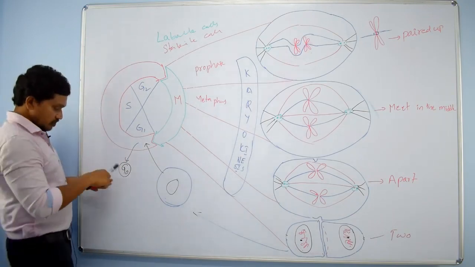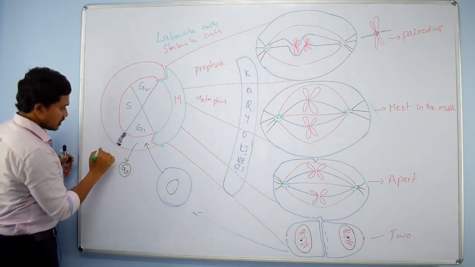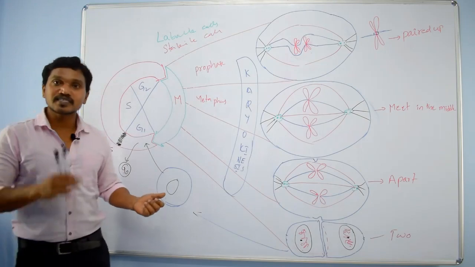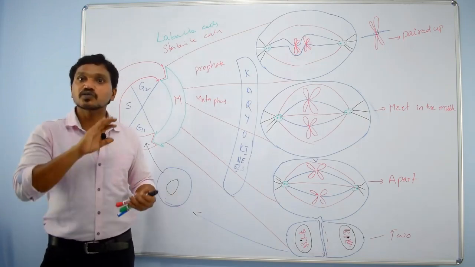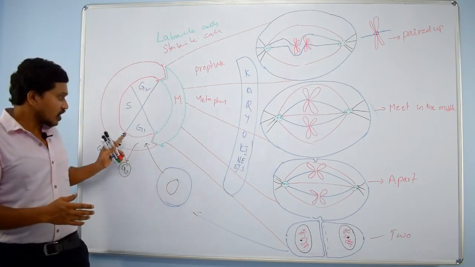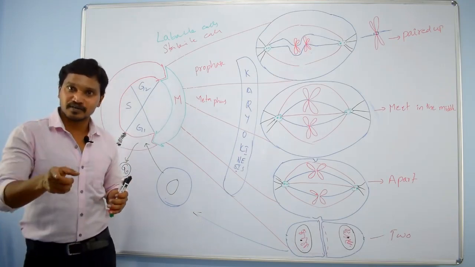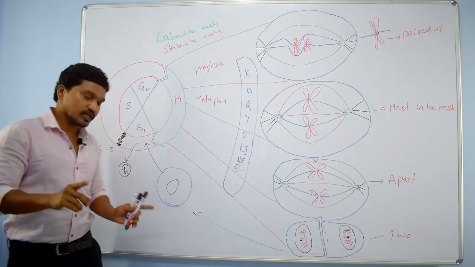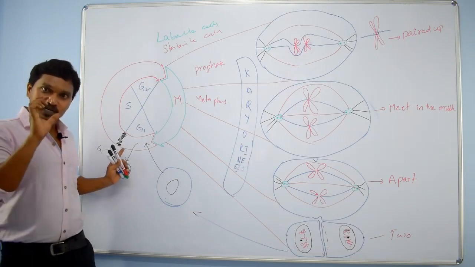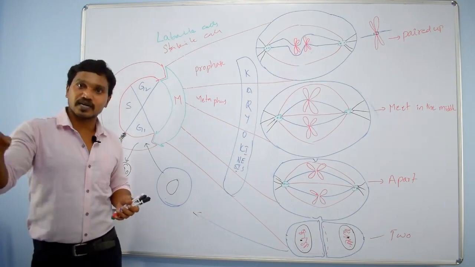What is the checkpoint called? This checkpoint we call the G1 and S checkpoint. This checkpoint checks and ensures there is no damage in the DNA. If there is any damage in the DNA, it will not allow the cell to enter into the synthesis phase. It will send it back again for repair. After repair, again it will come and reach the G1 and S checkpoint. If that repair is proper, it will allow it to enter into S phase. If not, again it will send it back.